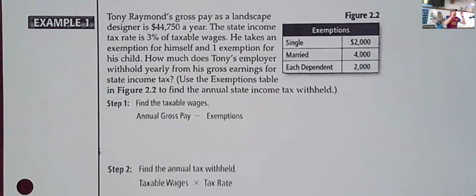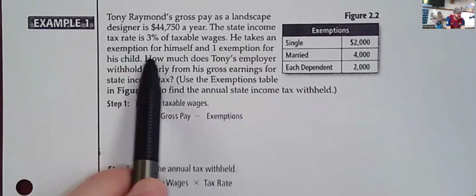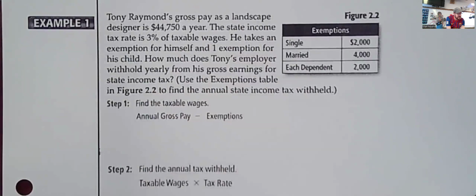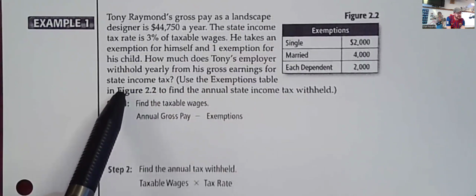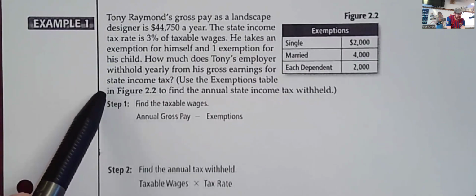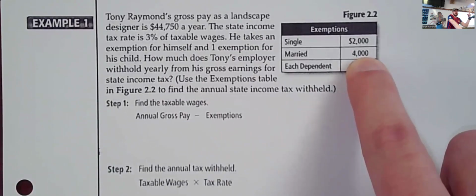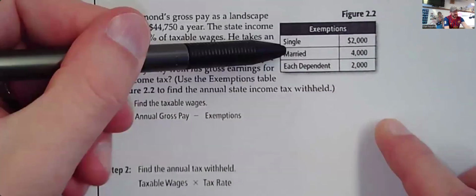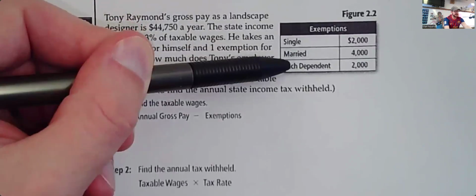So first thing you need to know is that he takes an exemption for himself and one exemption for his child. It does not say anything about married, does it? In this problem, I don't see anything that says married. Correct. So if it doesn't say married, we're not going to use this deduction here. Now, married just means 2 people, and that's why it's double the amount of the 2,000. It's 4,000. So in terms of number of exemptions, married means 2 exemptions. Anybody that isn't yourself or your spouse who depends on you is an additional 2,000 per person.